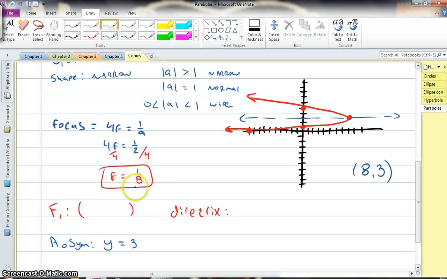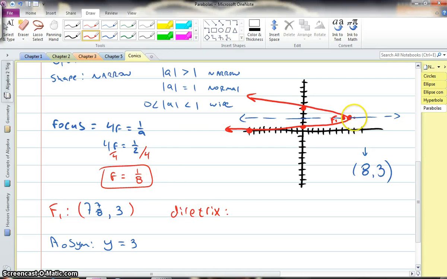Now, we're going to go 1/8 in either direction from the vertex. Remember, your foci are always inside of your graph. So if we were to go 1/8 to the left, we're changing my x coordinate. So 1/8 down from 8 would be 7 and 7/8, and my y value would stay the same. Now, it's really, really close there. That is my F1, my focus. Again, just leave it as exact: 7 and 7/8.